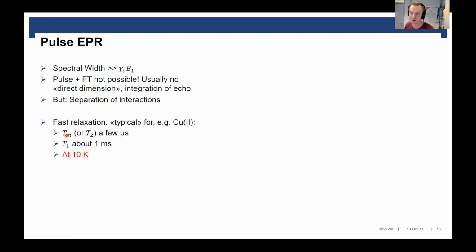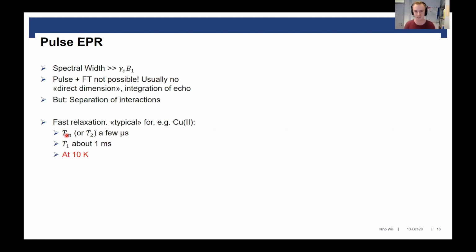So at room temperature, most of these things relax so fast that you can hardly do pulse EPR. So for some radicals, or if you have a very special arrangement around your metal complex, this might also work at room temperature.